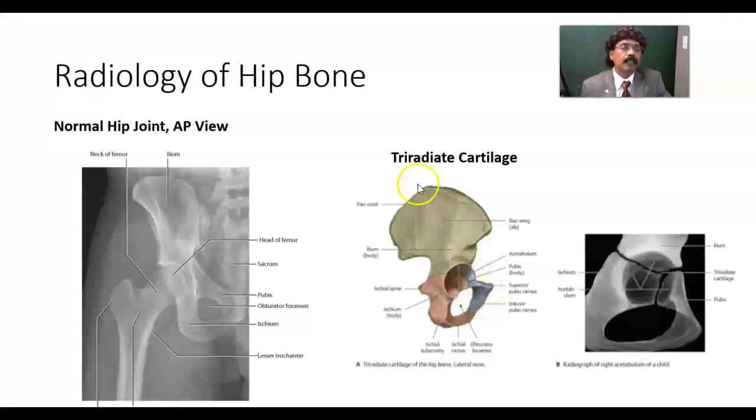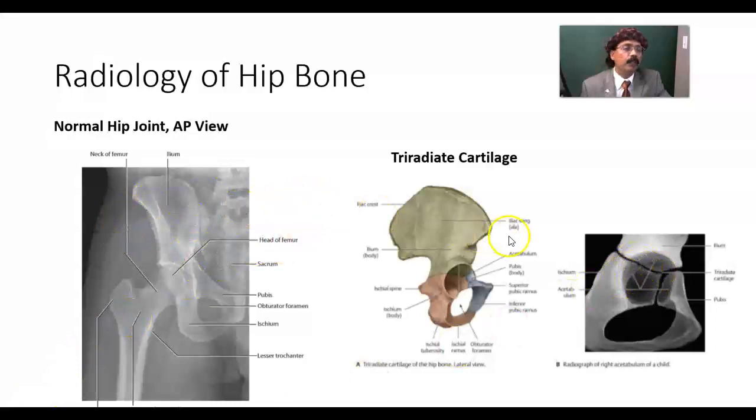They are connected by the triradiate cartilage, not ligament. It is the epiphyseal plate between these three bones, and it is not unified in children. This is the radiograph of a right acetabulum of a child. It seems to be fractured, but it is not fractured. Here we have the epiphyseal cartilage. It will be closed by around the age of 17 to 20. It will be closed totally.